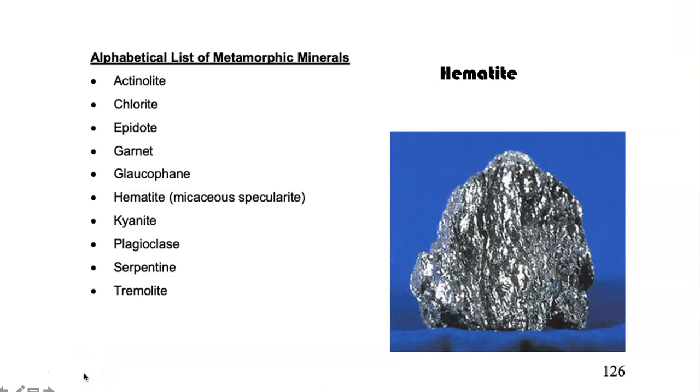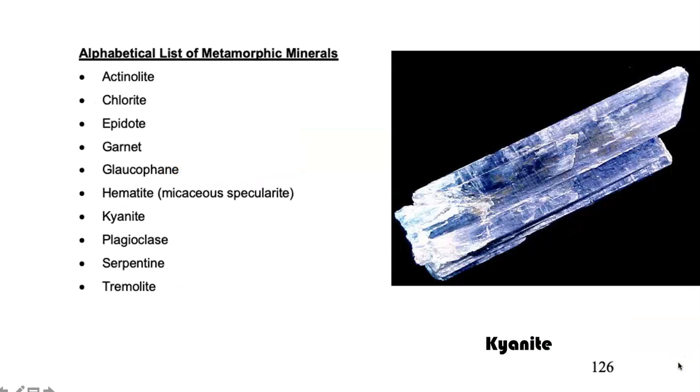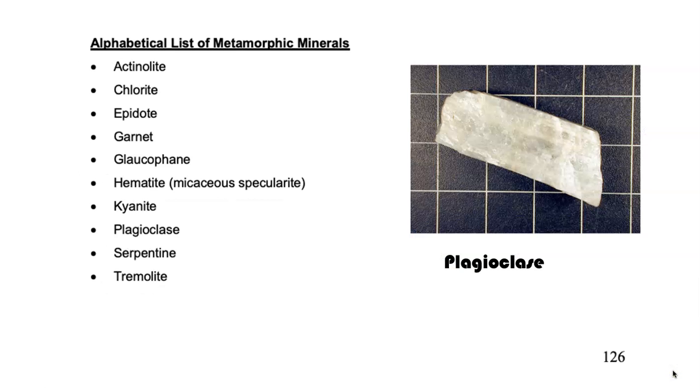Hematite is a mineral that we've seen before, but this particular variety is called a micaceous specularite. And what that means is there's a lot of mica in it, and that's why it's so shiny. Remember that the key to hematite is that it has a red streak. Our next blue mineral is kyanite, and kyanite has a very long needle-like or bladed crystal structure, so that makes it easy to identify. And then we have plagioclase, which we've definitely seen before, and it turns out plagioclase is a mineral that forms in metamorphic conditions.